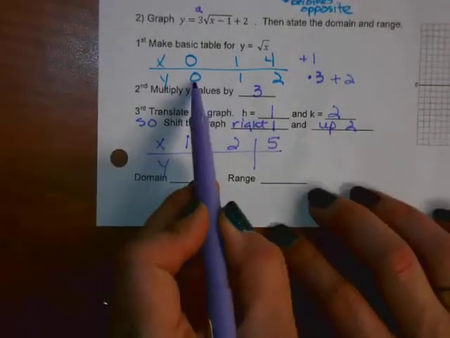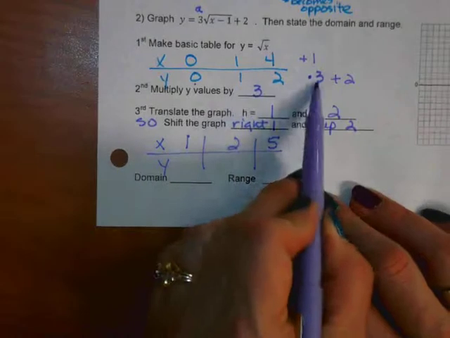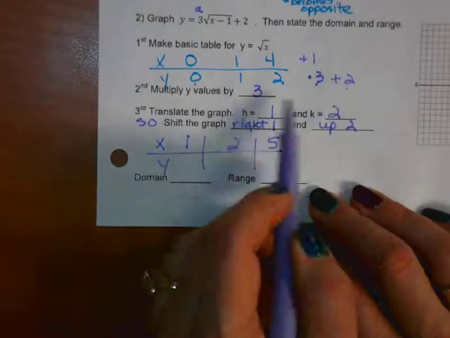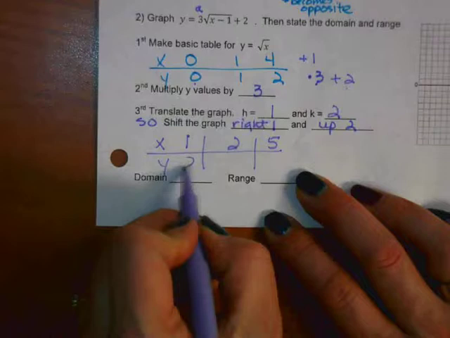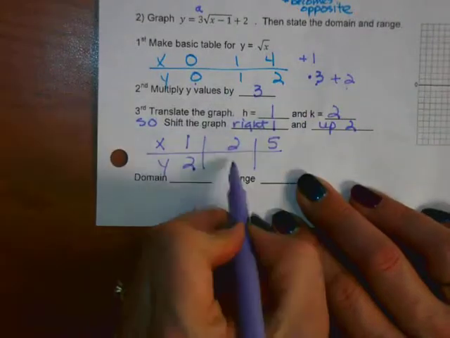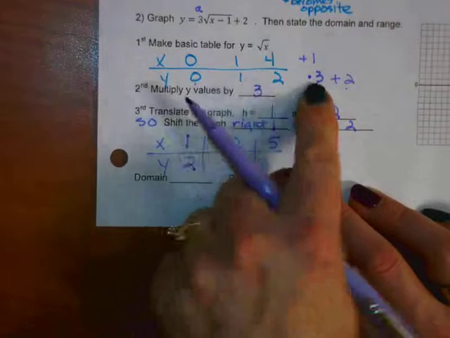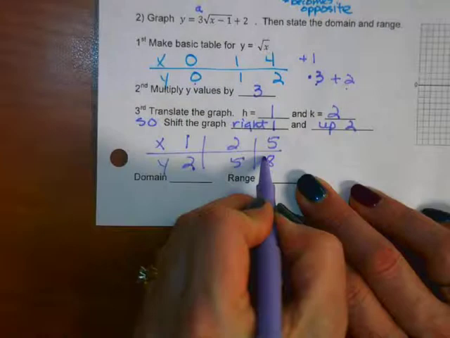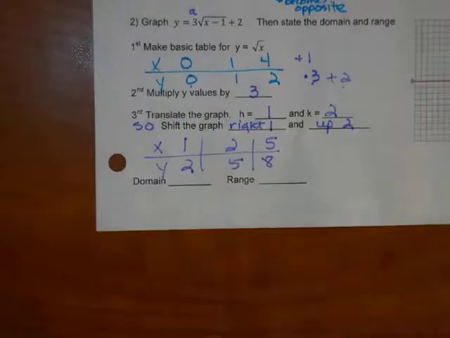Then I got to multiply my y values by 3 and add 2. So 0 times 3 is 0, plus 2 is 2. 1 times 3 is 3, plus 2 is 5. 2 times 3 is 6, plus 2 is 8. Those are the new coordinates of my function, based off the parent function.